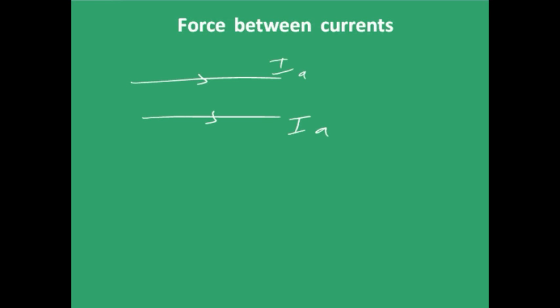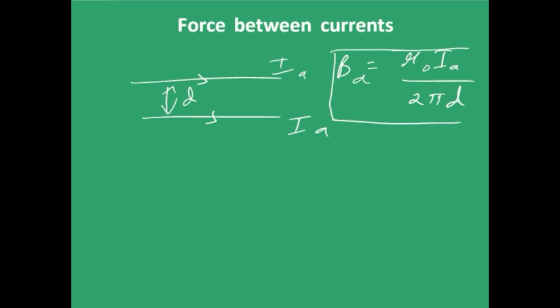You know that the magnetic field due to these currents here will be, first of all, the magnetic field due to A will be mu naught IA by 2 pi d, where they are separated by a distance d. You know that this is the formula for the magnetic field given by a current carrying wire. This is the magnetic field due to the wire A at any point on this wire. Of course, you are assuming these two wires to be very long.